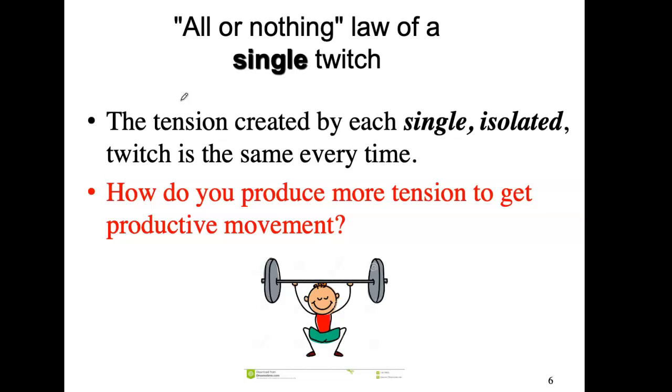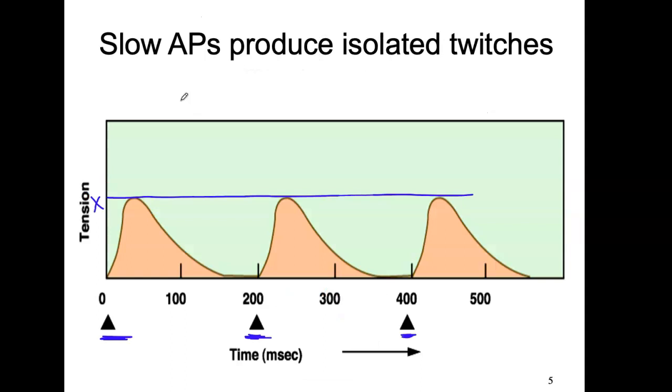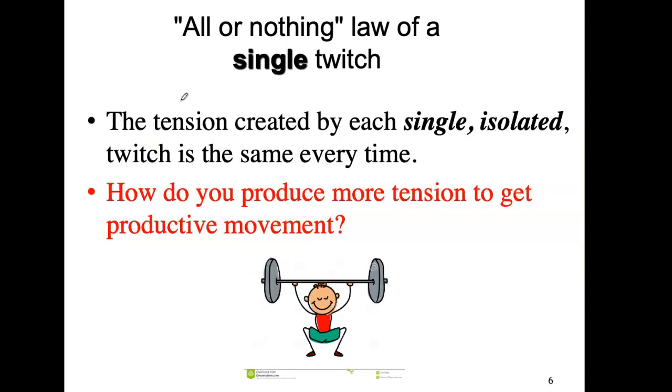All or nothing is something that we refer to when we talk about a single twitch. The tension created by a single isolated twitch is the same every time. And the question is, how do you produce more tension? So I drew that for you in the previous one with a line showing you that it's going to produce the same tension every time. And we don't want that. We want more. We want more strength to be able to lift the barbell over your head here. How do you do that?